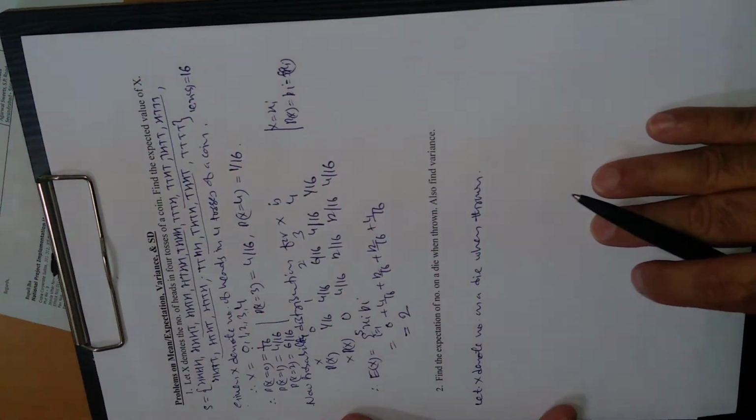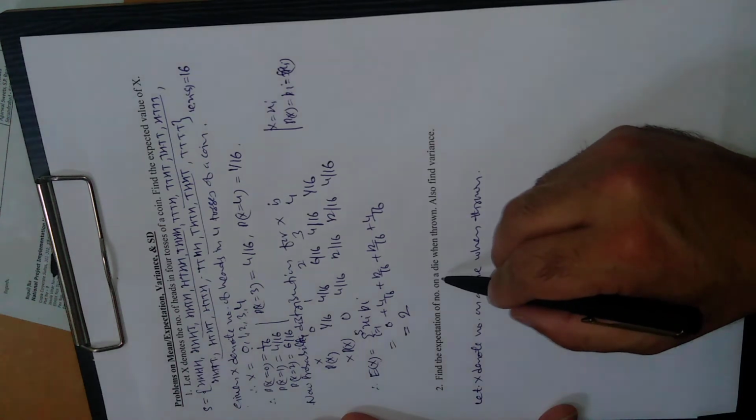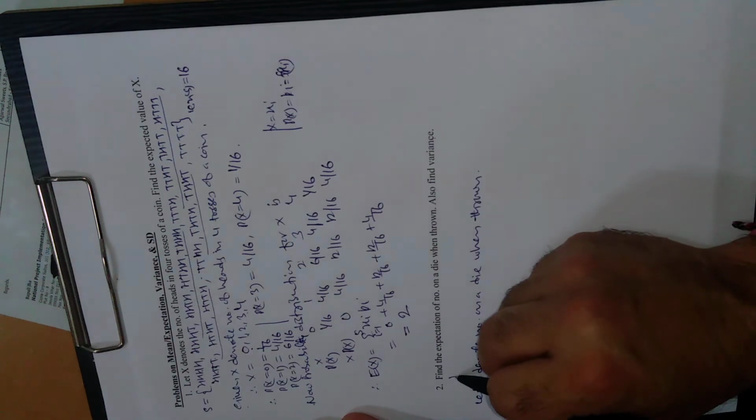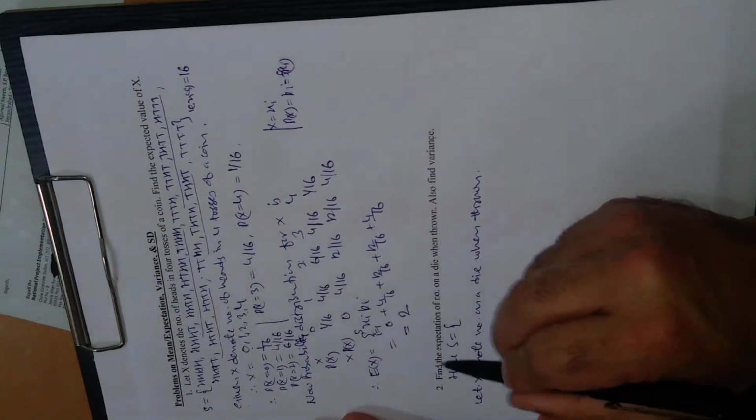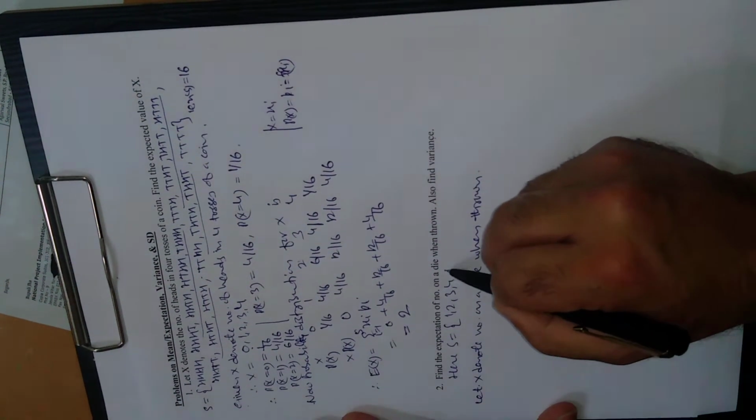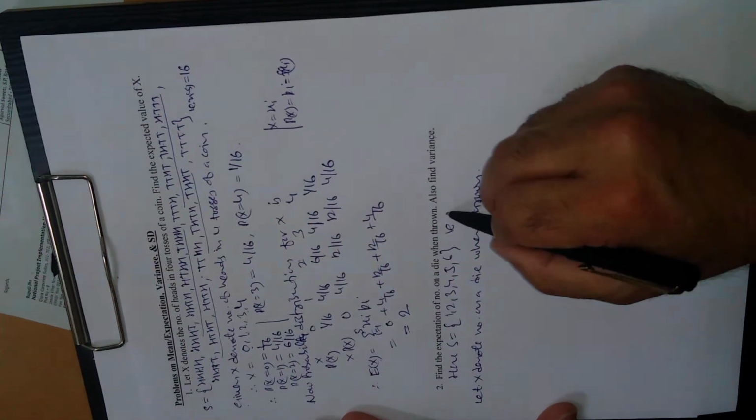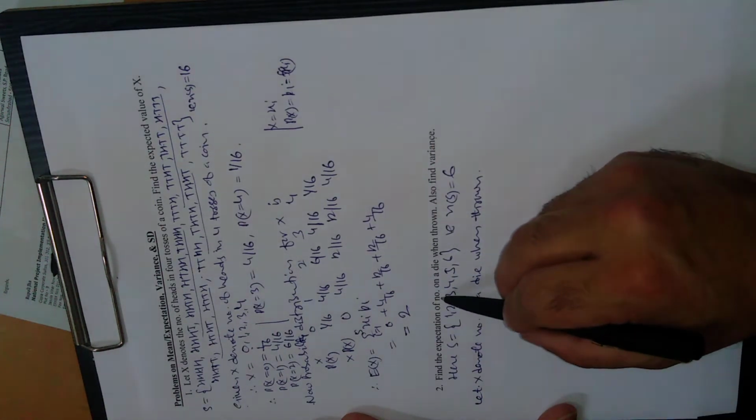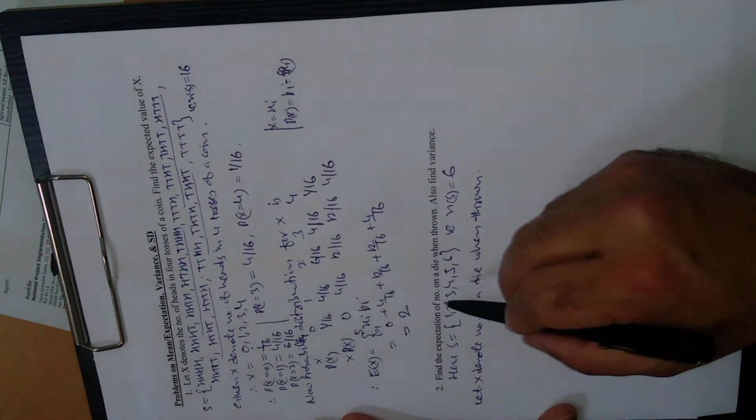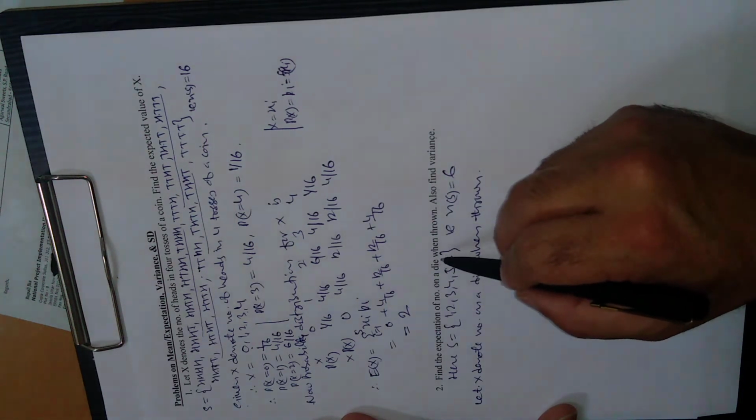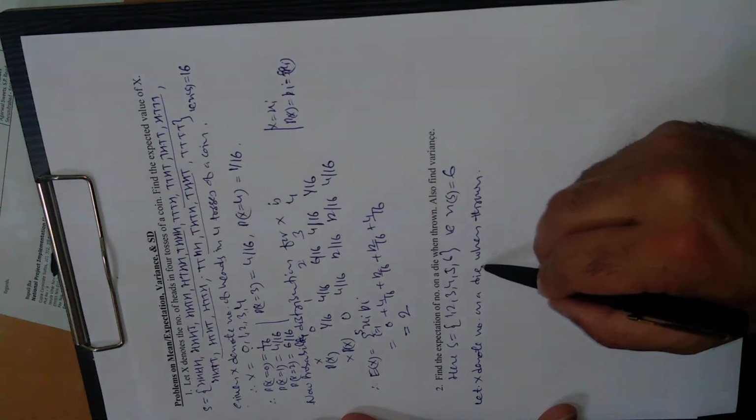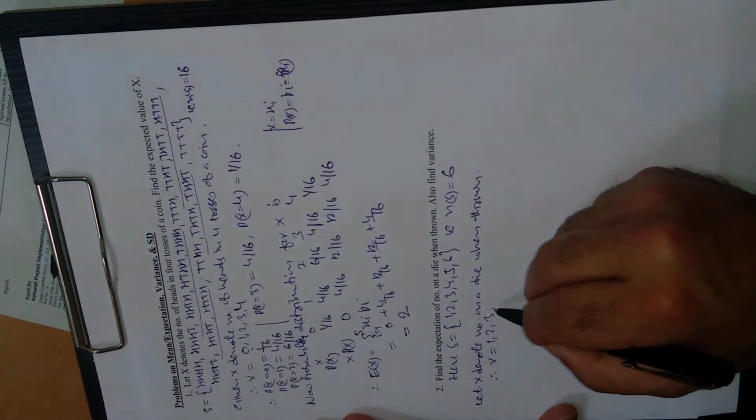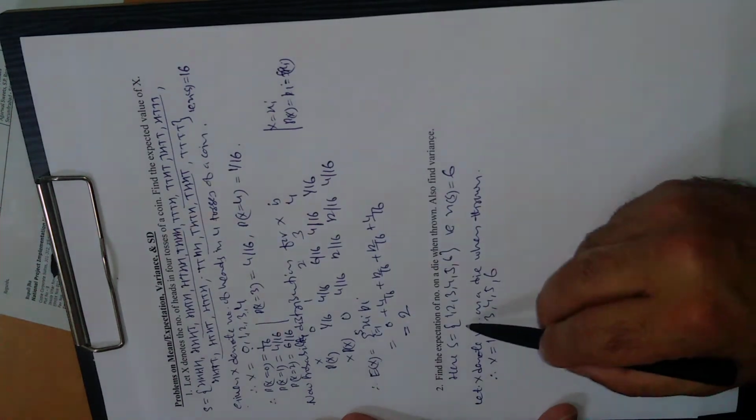Now come to this question: find the expectation of the number on a die when thrown, and also find the variance. First of all, the sample space for throwing a die is 1, 2, 3, 4, 5, 6, so the total number of possible outcomes is 6. We have to find the expectation for the number on a die. This time the random variable is not given, so let x give the number on a die when thrown. Therefore x can take values 1, 2, 3, 4, 5, 6.